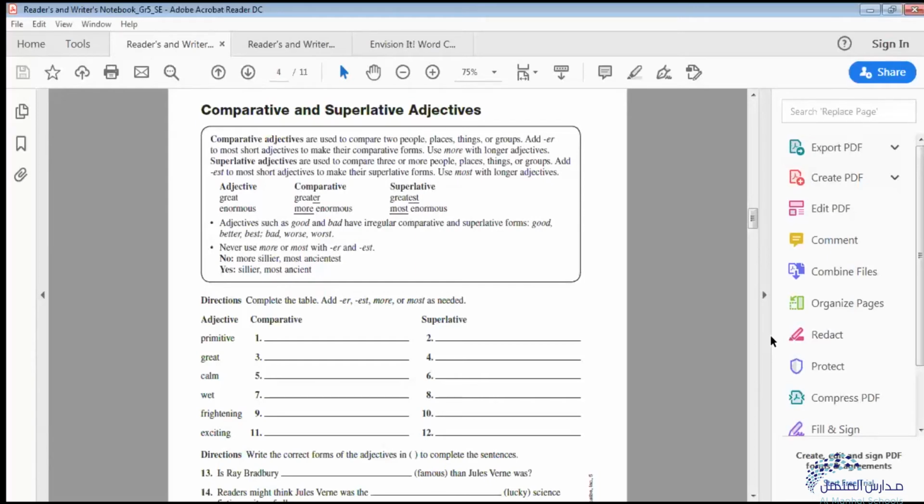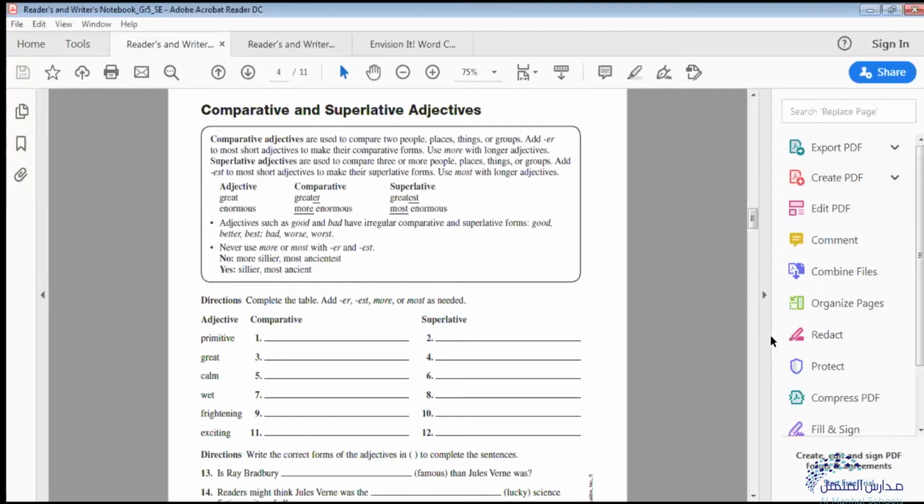But again, there are adjectives that are irregular. They do not follow the rules. I'll give you a few examples, like good and bad. When you're comparing 2, you say good and better. When you're comparing more than 2, you say good, better, best. Use best when it is superlative.